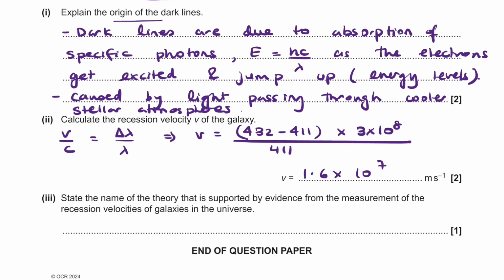And for the last part, it says, state the name of the theory that is supported by the evidence from the measurement of the recession velocities of galaxies in the universe. That's expanding universe. Okay, that's the end of the paper.